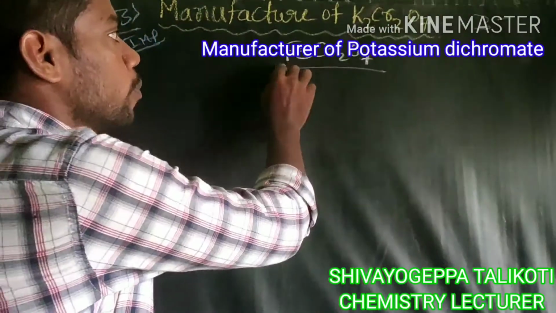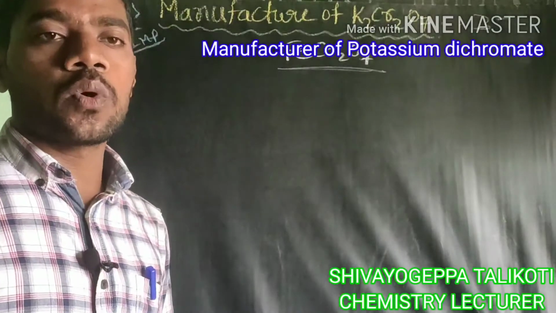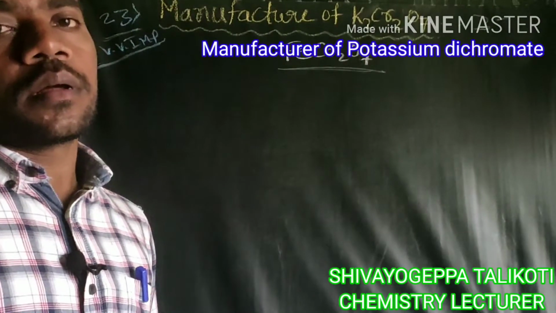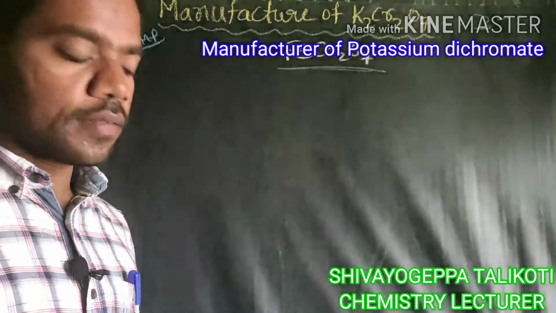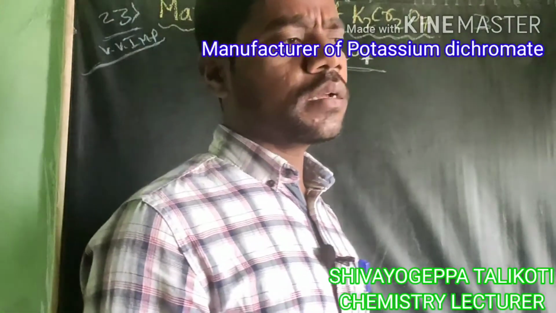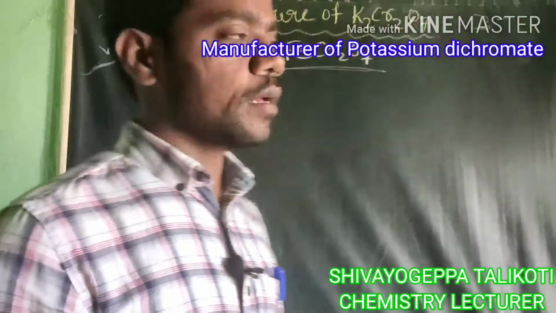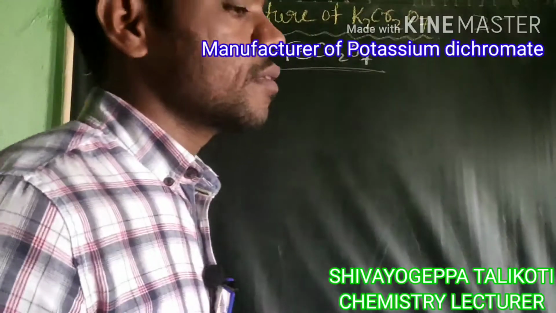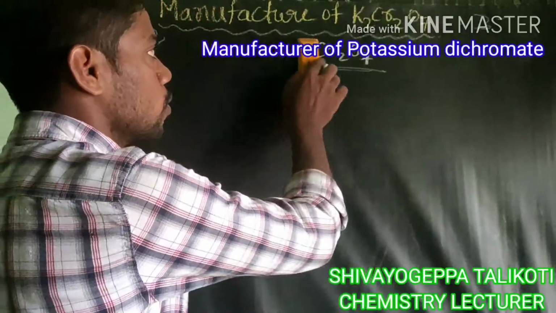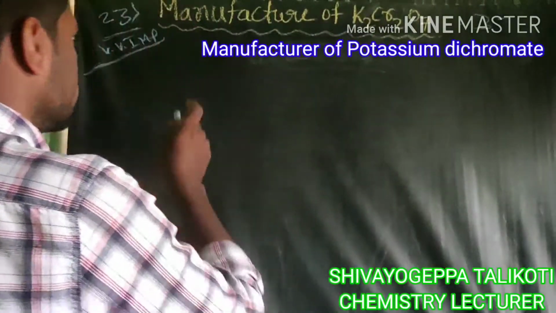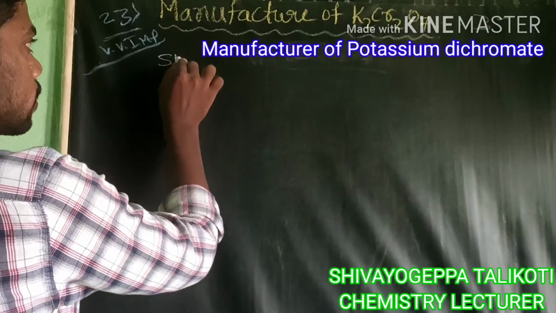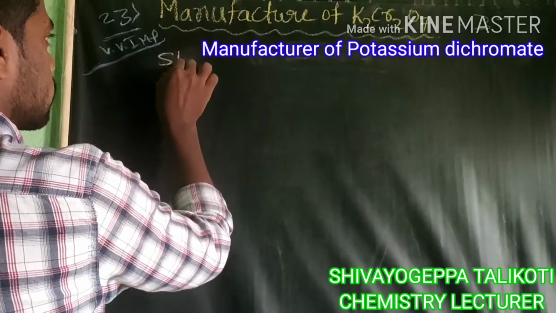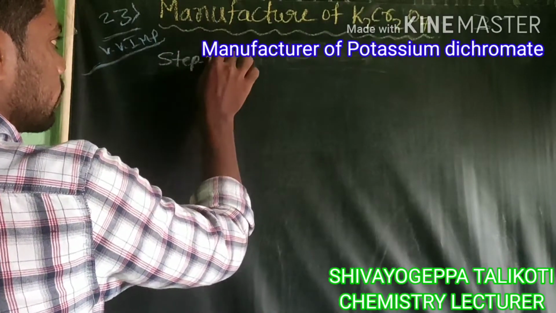So the potassium dichromate is prepared from the chromate ore. One more name of this is chromate ore, the ore of chromium. They take this ore and prepare potassium dichromate in the following steps. I will go through them one by one. Step 1.